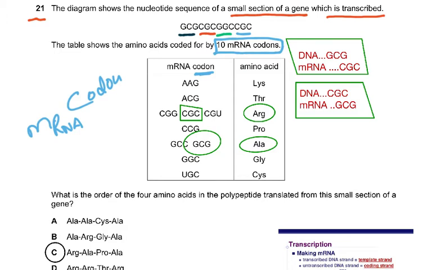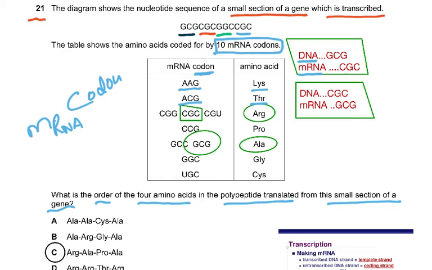So they gave you AAG results in LYS, lysine, ACG gives you THR, this gives you ARG, CCG gives you this, and so on and so forth. Now pause it here, have a look, go through the question. If you have your MCQ booklet, first do this paper and then start doing this paper. And then it says, what is the order of the 4 amino acids in the polypeptide translated from this small section of a gene? I always tell my students that you have to first figure out the DNA, and then figure out the mRNA.